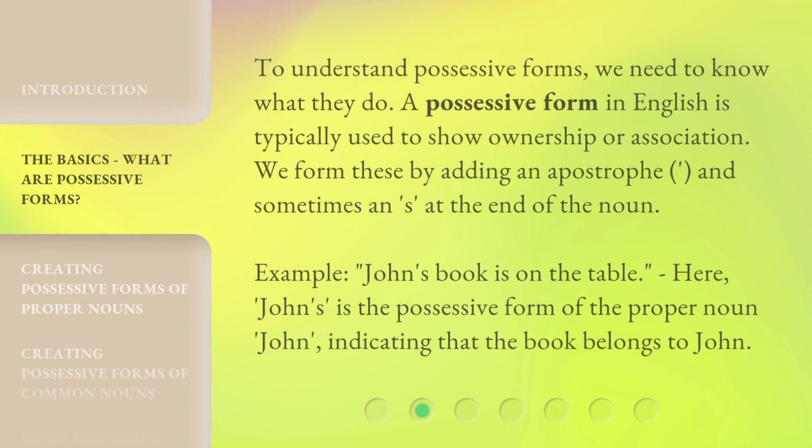To understand possessive forms, we need to know what they do. A possessive form in English is typically used to show ownership or association. We form these by adding an apostrophe, and sometimes an S, at the end of the noun. Example: John's book is on the table. Here, John's is the possessive form of the proper noun, John, indicating that the book belongs to John.